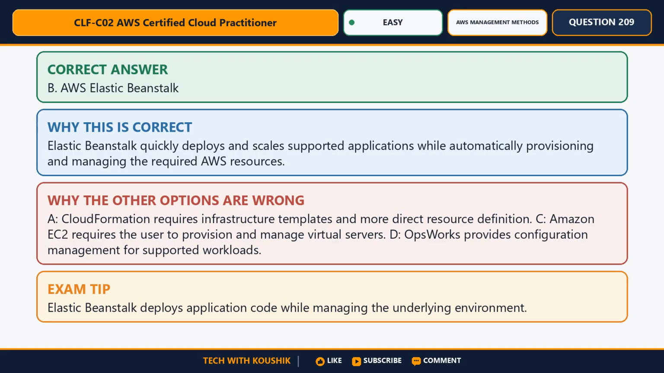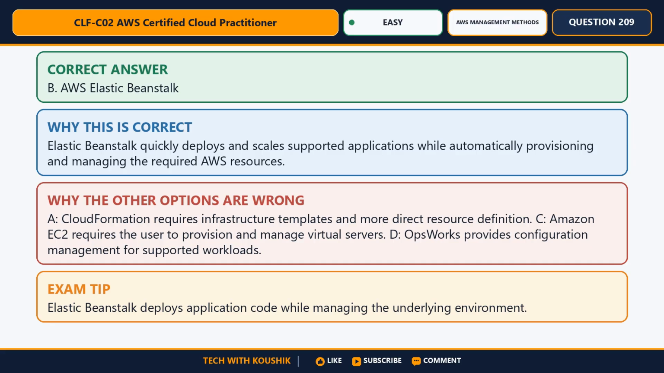The correct answer is B. AWS Elastic Beanstalk. Here is why. Elastic Beanstalk quickly deploys and scales supported applications while automatically provisioning and managing the required AWS resources. Why are the other options not correct?